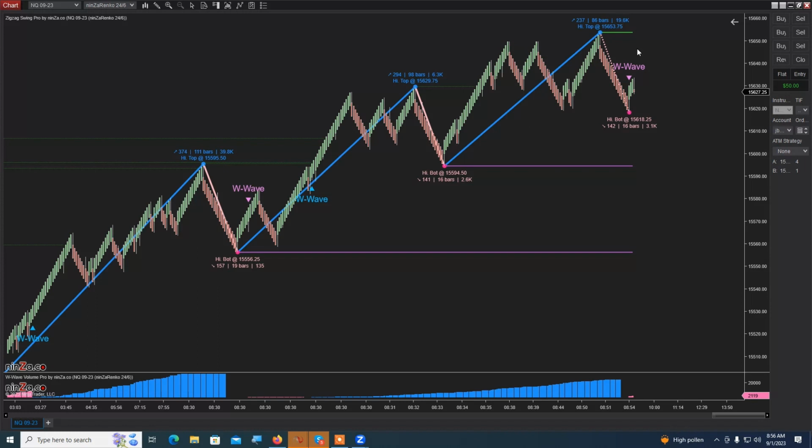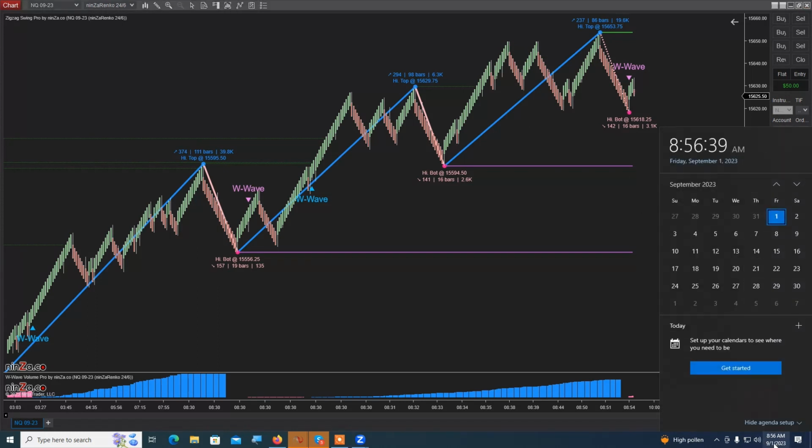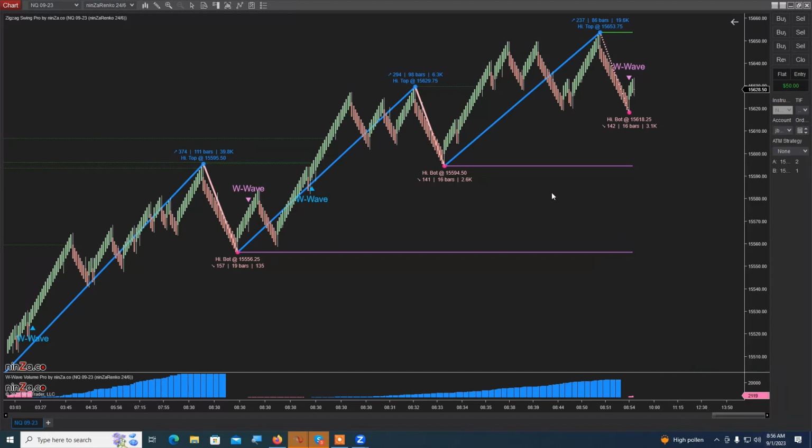Now we have this kind of a consolidation. NQ, sell signal 2. We are a bit more than half an hour before the session open. I would like to see a test of this pivot, and then again on that smaller time frame, I would be looking for a buy signal from the W wave volume. I think that's the way to go.